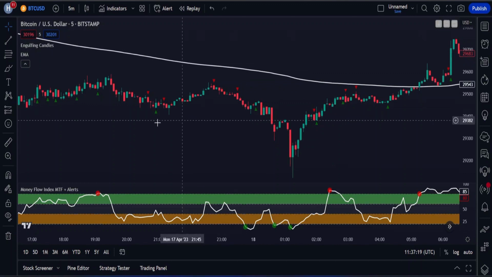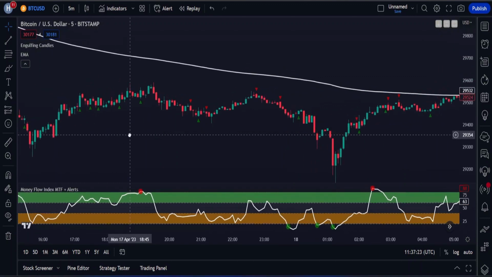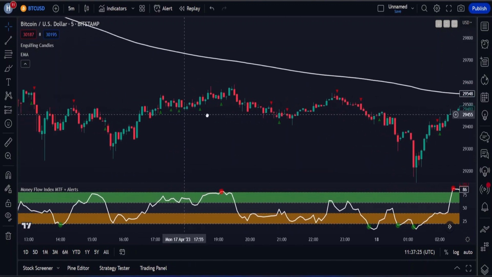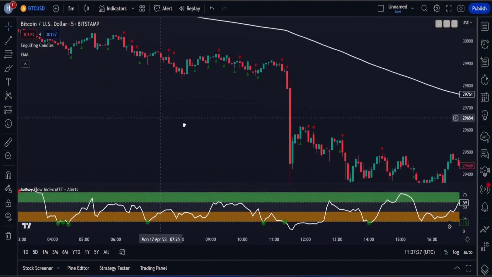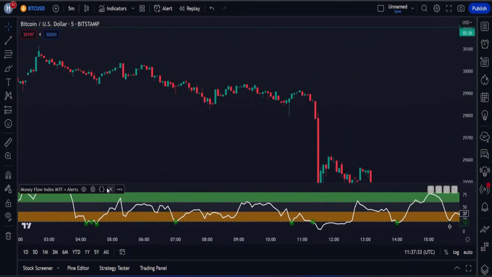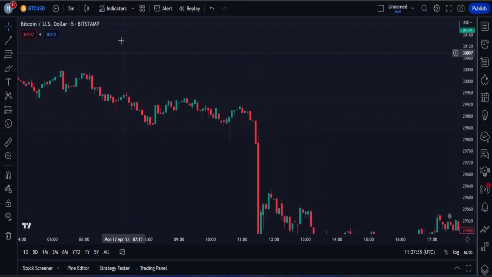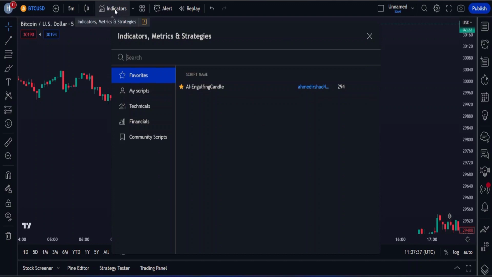So I'm in TradingView, and I'm going to be using a Bitcoin chart in a 5-minute time frame to explain this strategy. And this is what our chart is going to look like when we're done setting up our indicators. I'll quickly cross these indicators out so I can explain the setup in each indicator individually from the beginning. First of all, let's add our technical indicators to the price chart.